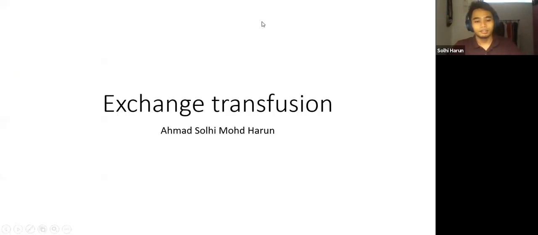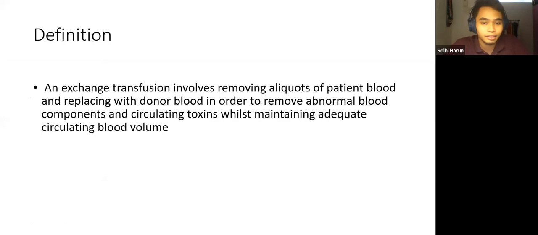Assalamualaikum warahmatullahi wabarakatuh. Today I'm going to talk about exchange transfusion. So, exchange transfusion is defined as involving removing aliquots of patient blood. Aliquots is actually a portion, meaning a portion of patient blood, and replacing it with donor blood in order to remove abnormal blood components and circulating toxins, whilst maintaining adequate circulating blood volume. So basically what you do in exchange transfusion is you remove the blood, usually rich in bilirubin and so on, and then you infuse the baby with new fat red cells.